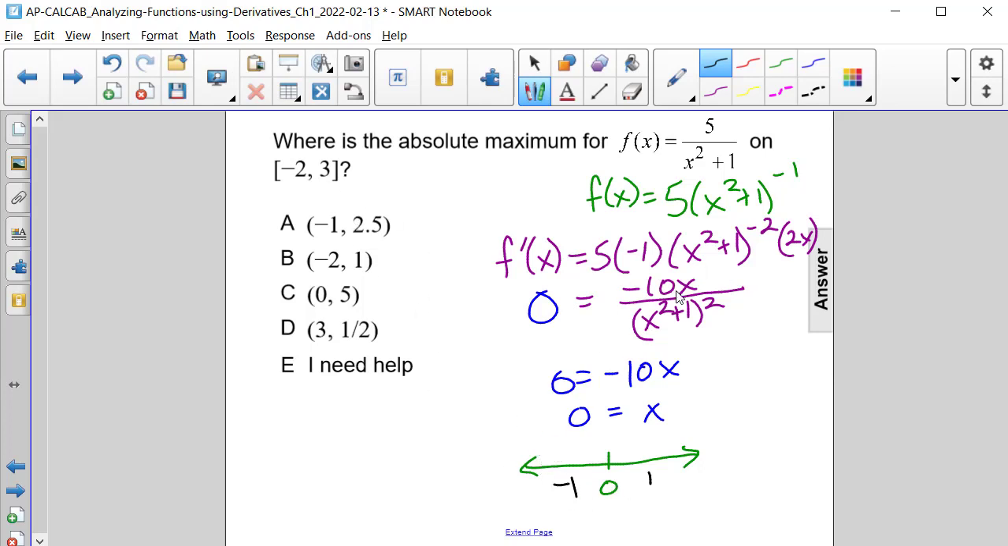So now let's substitute -1 into our derivative function. So -1 times -10 will give us +10, and then in the denominator, -1 squared plus 1 will give us 2 squared. That's going to be 4. That's a positive value also. So we have an increasing, our function's increasing when it's between -2 and 0.